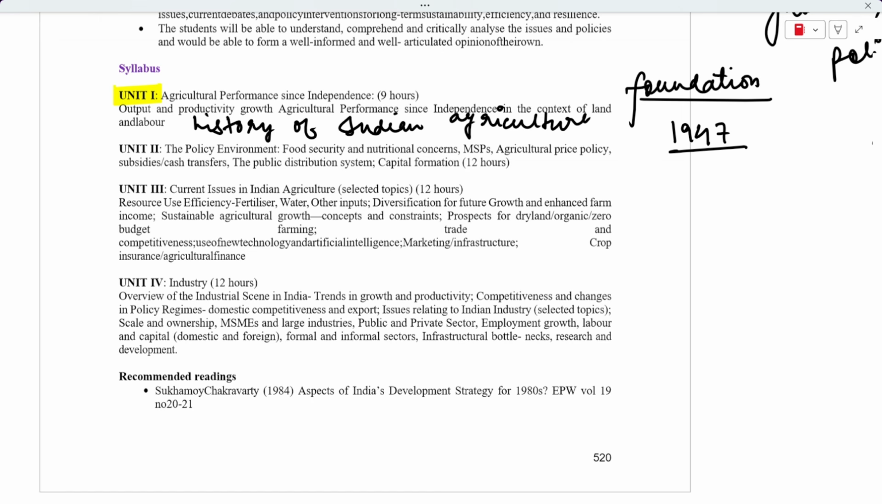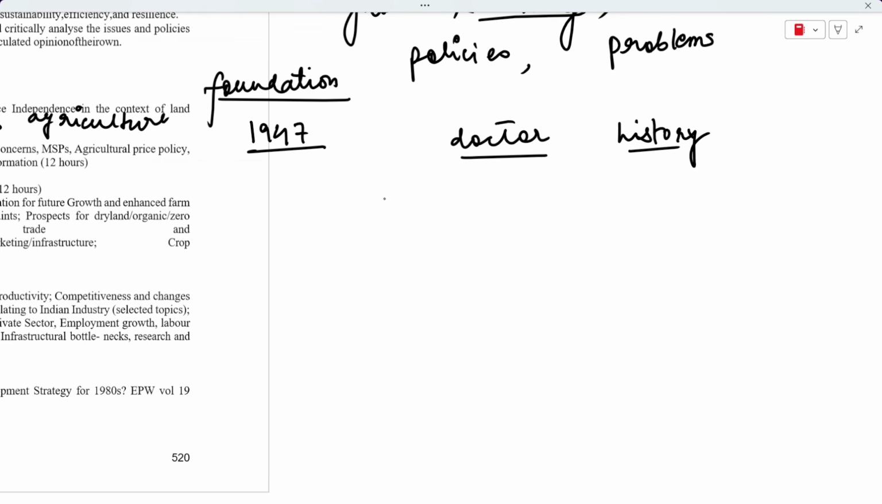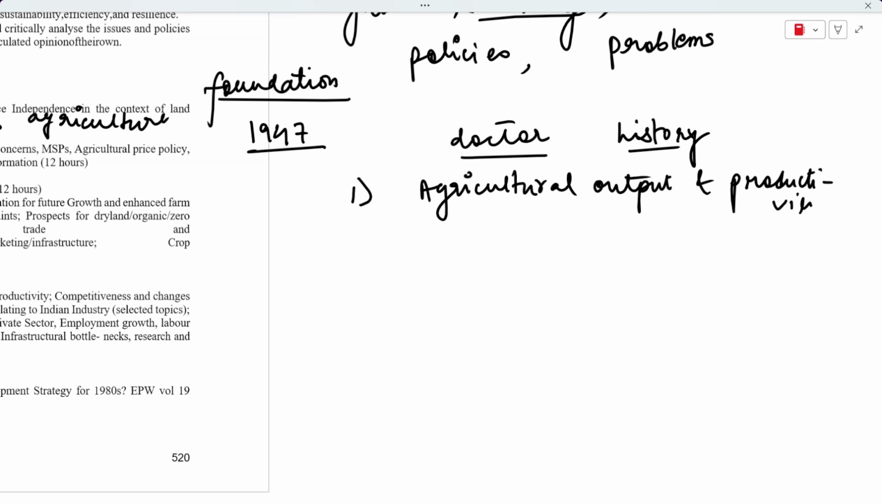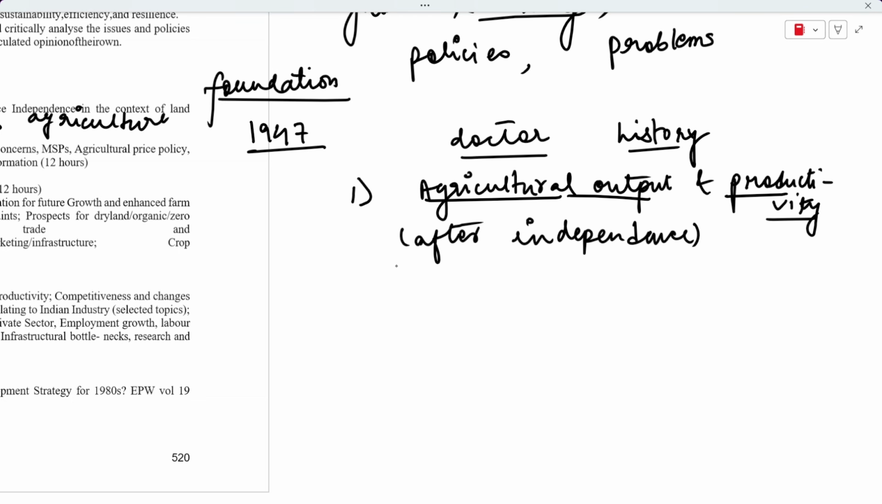The key questions that unit 1 is going to answer: let us write it here. How much did agricultural output and productivity grow after independence? By how much did your agricultural output and productivity grow after the end of colonial rule? This is the first question that unit 1 is going to answer.